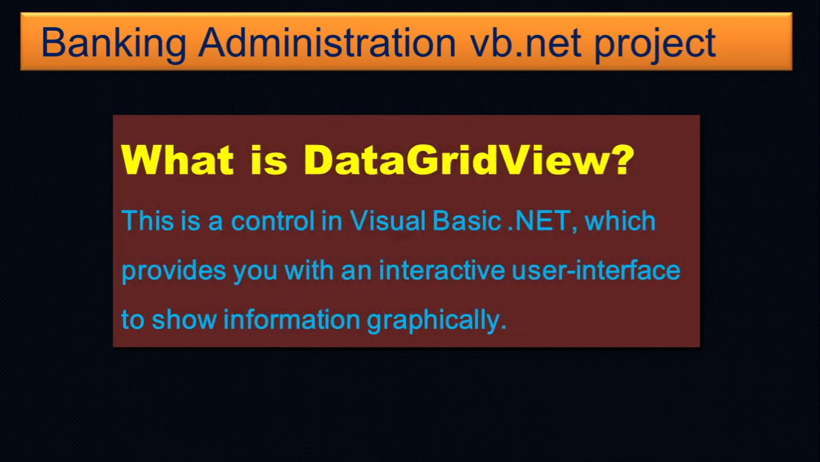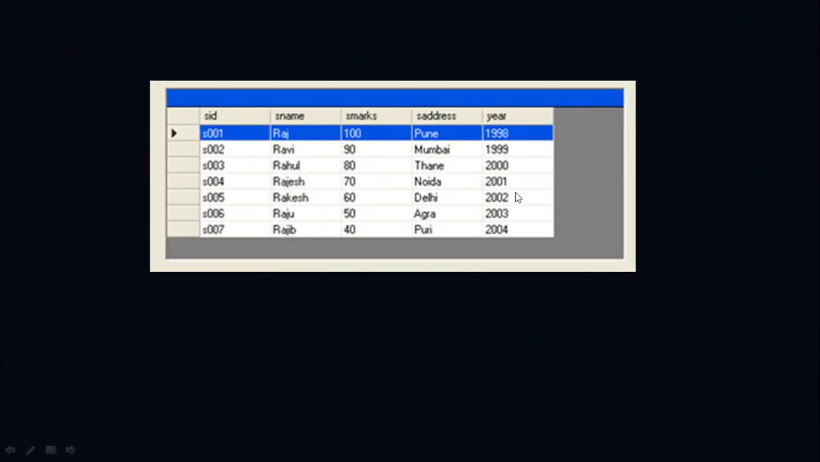So what is DataGridView? This is the control in Visual Basic.NET which provides an interactive user interface to show information graphically. That means rows and columns. So here it will have rows and columns, and the lines, everything will be automatically generated. We don't need to do anything, just link a table with the grid view, and then graphically it will display the data.